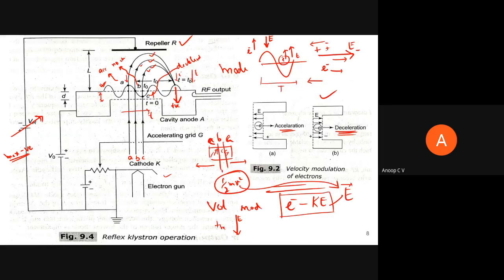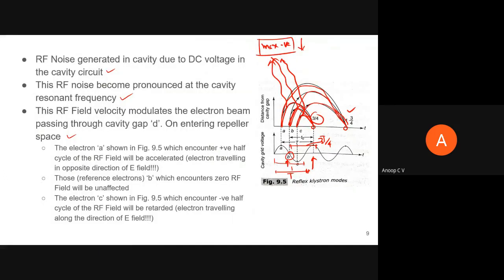If you reduce the repeller voltage, you will get the next mode. If you further reduce it, you will get the next mode. When I say reducing the negative potential, I mean this. So what we can write is the time taken T0, that is the time taken by the reference electron to enter into the repeller space and come back.